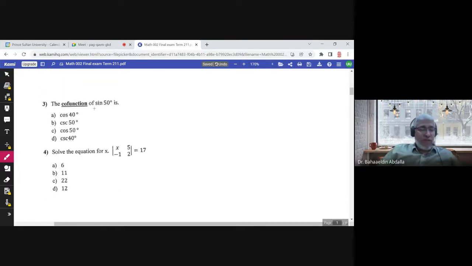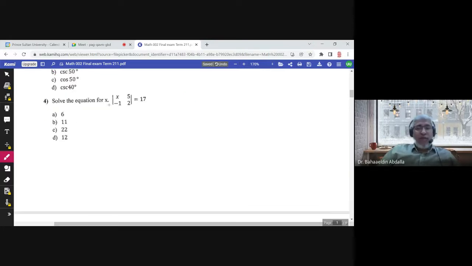The cofunction of sine 50: we studied in section 5.2, right triangle trigonometry, the cofunction identities, and we have seen that sine 50 equals cosine of 90 minus 50. And 90 minus 50 is just 40. So in fact, cosine 40 is equal to sine 50.